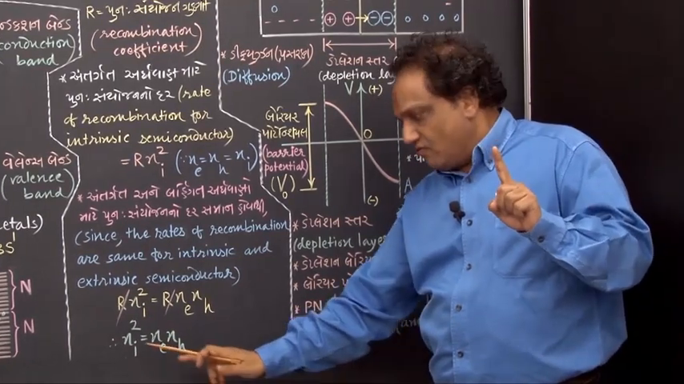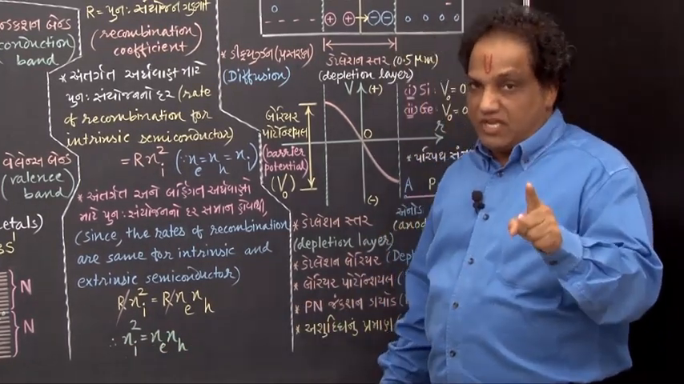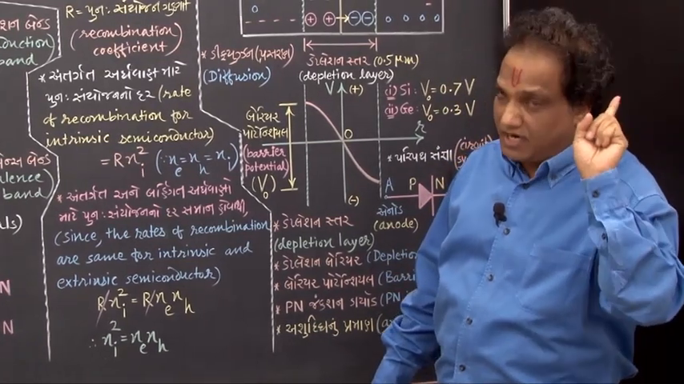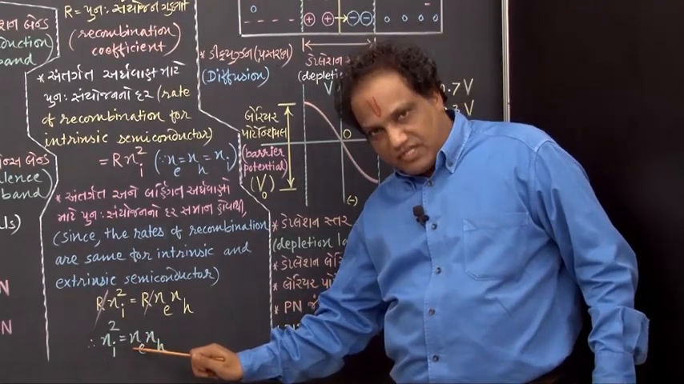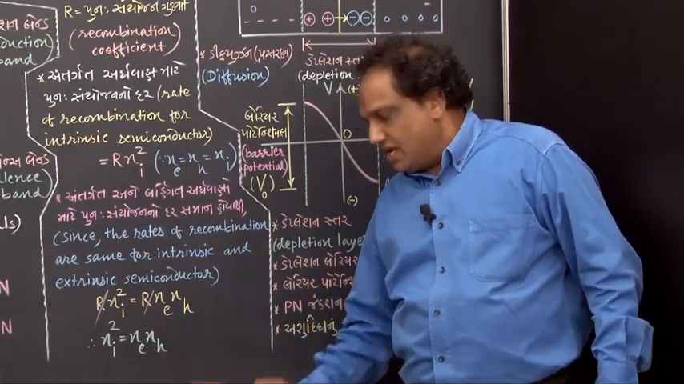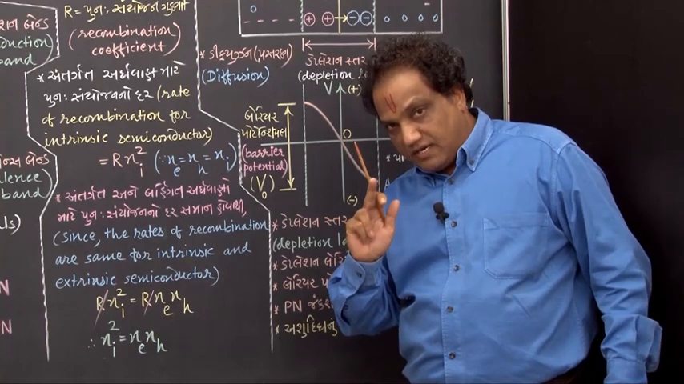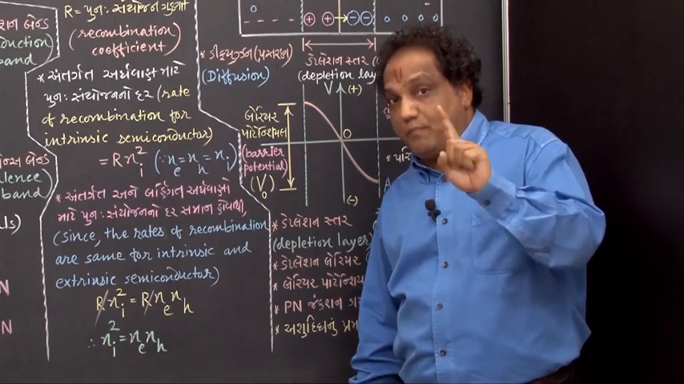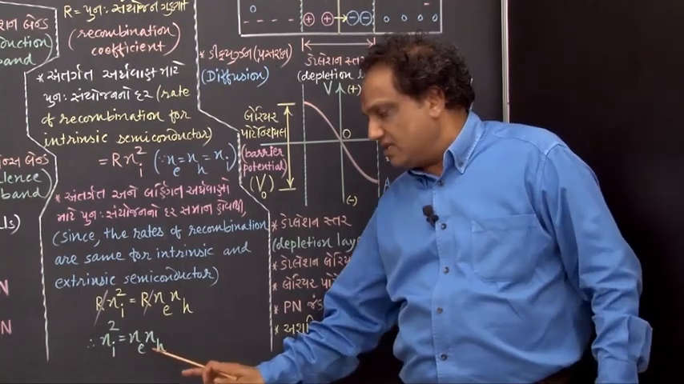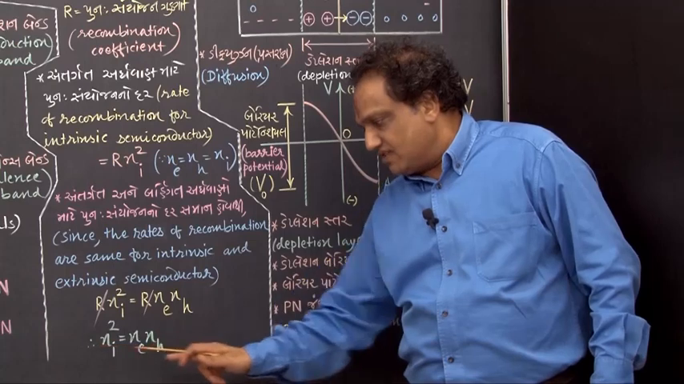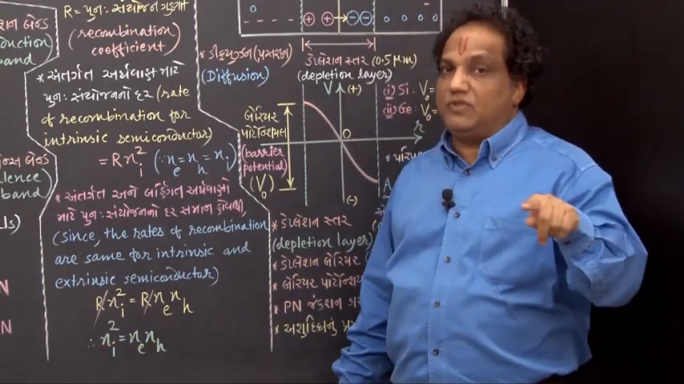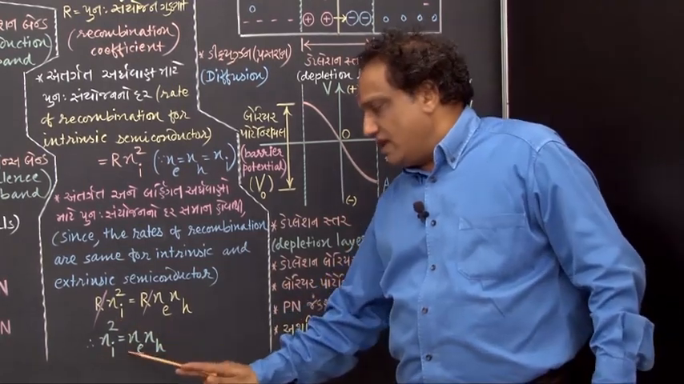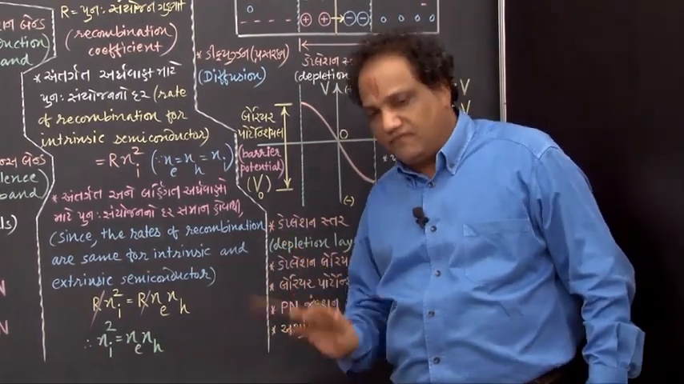Just remember, what is Ni? Number density for intrinsic charge carriers, and that is for intrinsic semiconductor. Ne is free electron number density, NH is hole number density. If you are talking about N-type extrinsic semiconductor, then Ne is greater than NH. If you are talking about P-type extrinsic semiconductor, then NH is greater than Ne, correct? Remember this formula because it will be utilized in one of the numericals also, in the MCQ also. Ni square equals Ne into NH, correct?